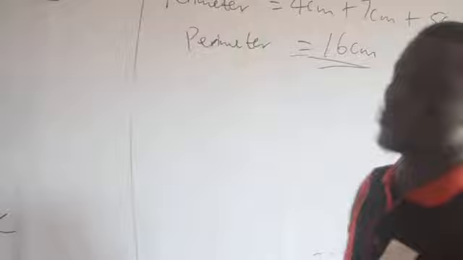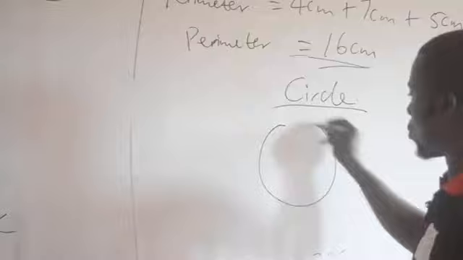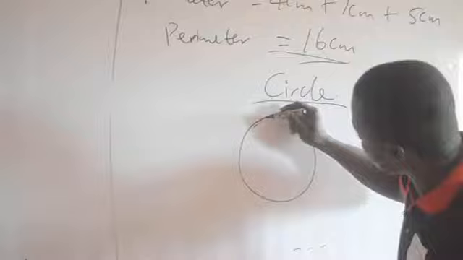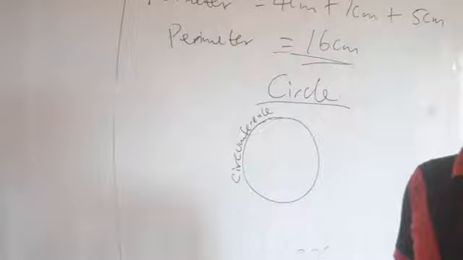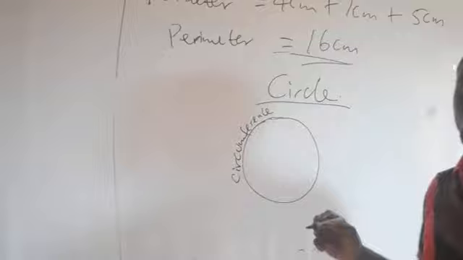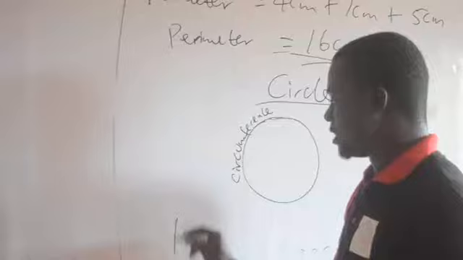So let's look at a bit of a circle. Let's talk about circle. This is a circle. And the line that runs around the circle is called what? The circumference. Another word for circumference is also the perimeter. Are you following the class? So we call it circumference, or we call it what? Perimeter. So the perimeter of a circle, where P represents perimeter, equals to what?